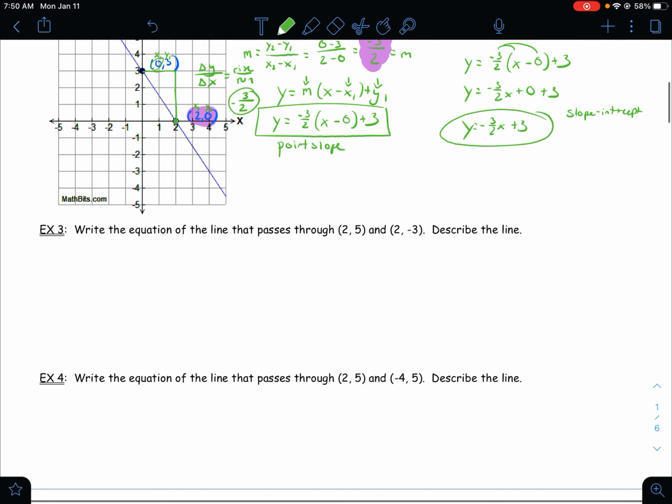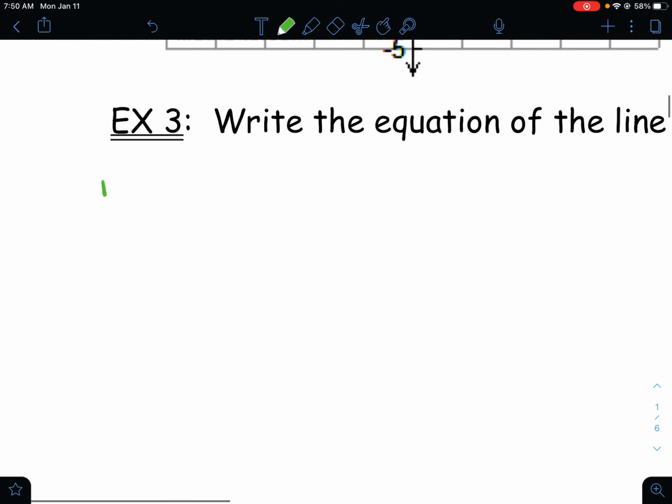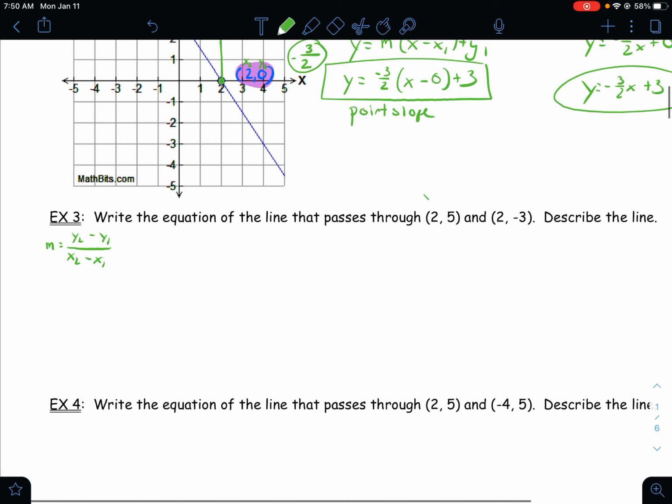All right, perfect. Next, it says, write the equation of a line that passes through (2, 5) and (2, -3). All right, so let's go ahead. First thing I want to do here is find the slope. So if you recall, to find the slope, we're going to use y2 minus y1 all over x2 minus x1. Let's label these: x1, y1, x2, y2.